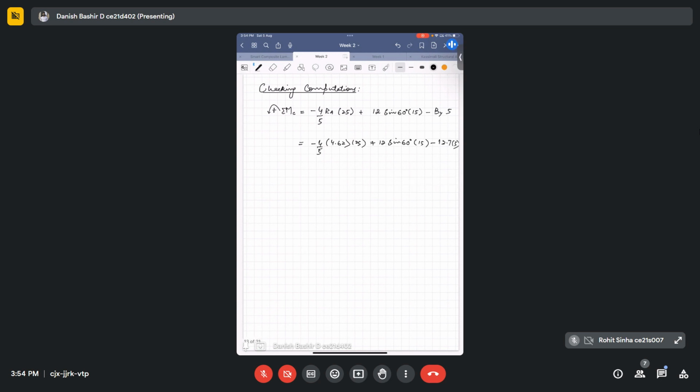If we calculate, this comes out to be 0.01 kilonewton meter, so it's approximately equal to 0. So our summation of MC is coming out to be equal to 0, and our calculations are okay. If it was not equal to 0, then we would not have satisfied the moment equilibrium and force equilibrium equations. This is for this problem.